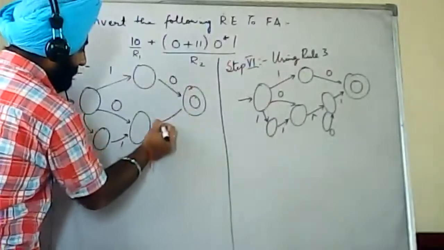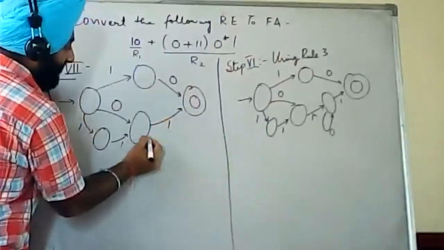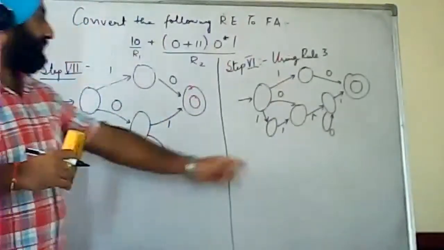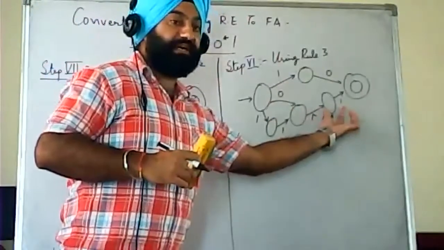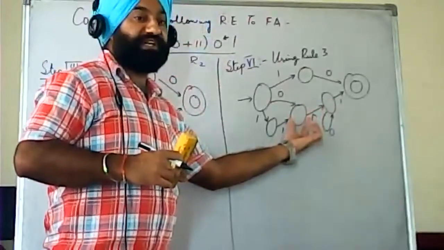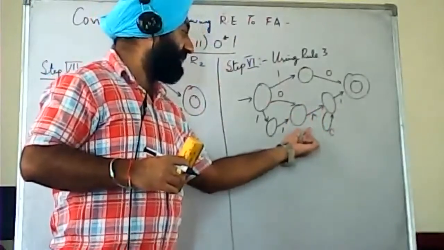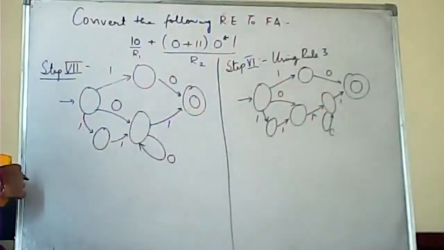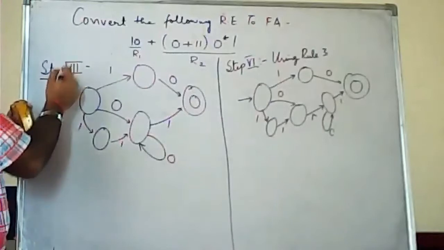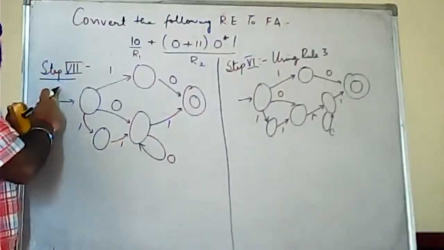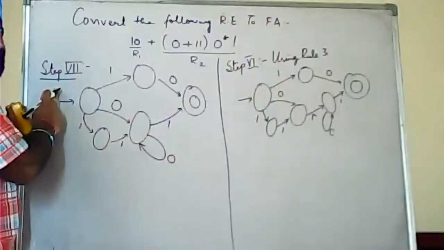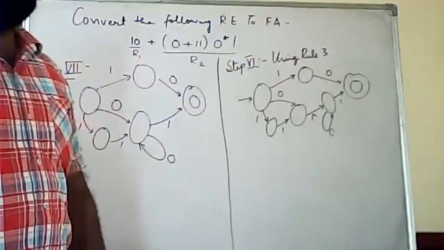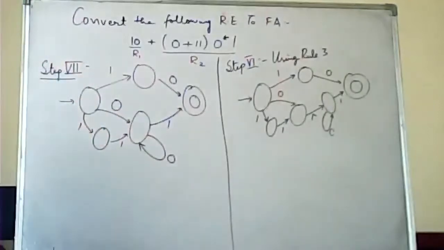So I am connecting this state with 1 and null move 0 over here, right? So I am just replacing this state with the previous state, and this move will be over here, right? So this is your step number 7. Here you can write the heading removal of null move.